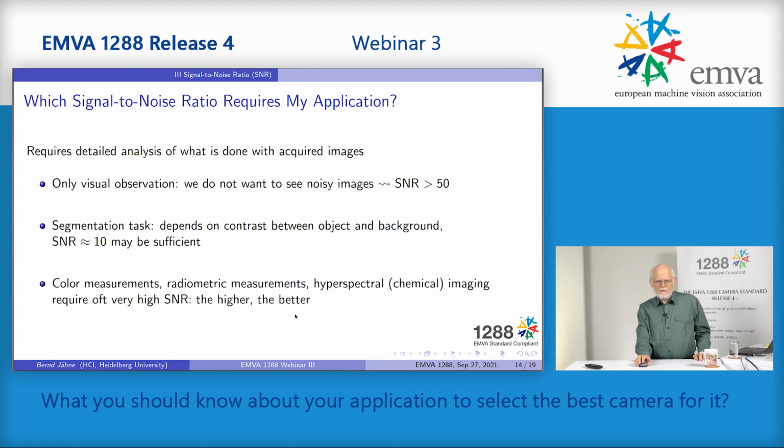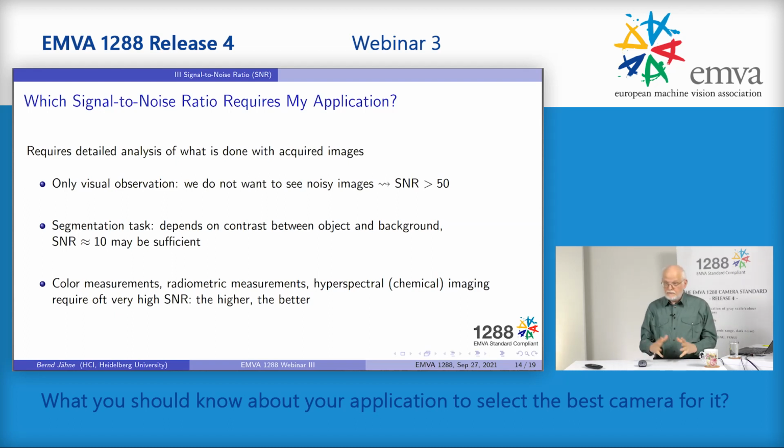Well, and finally, then you have the more highly demanding kinds of applications. For instance, if you do color measurements, if you do radiometric measurements, if you do any kind of hyperspectral imaging for chemical analysis, then you typically want to distinguish as small intensity differences as ever possible. And this is, of course, only possible with a high SNR, and here the typical thing is the higher the SNR is, the better, of course, the quality is.